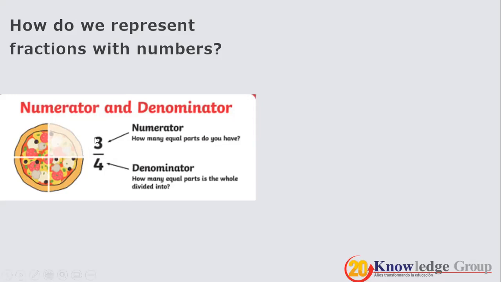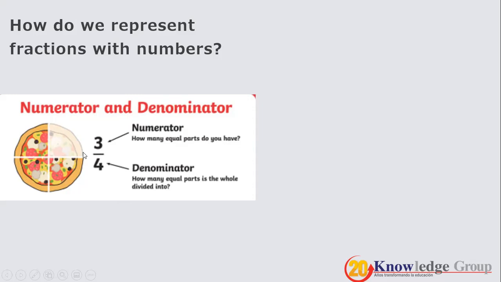Now, the number on top is called the numerator, and it represents how many equal parts you have or you are using at this moment. And then you have the denominator, and it represents how many equal parts the whole is divided into. So take a look at this pizza here. It was a whole pizza. It was divided into 1, 2, 3, 4 parts. It was divided originally into 4 parts. That's why my denominator is 4.